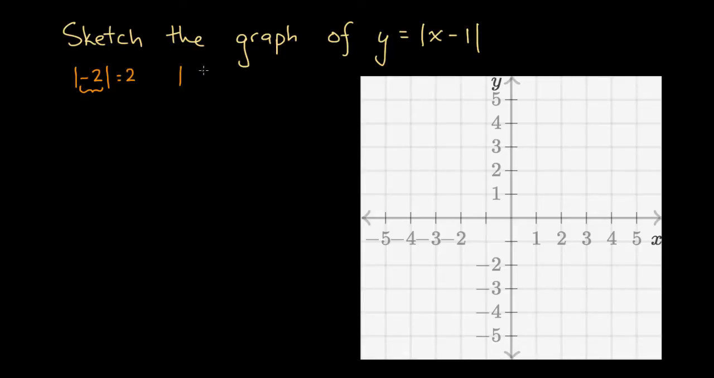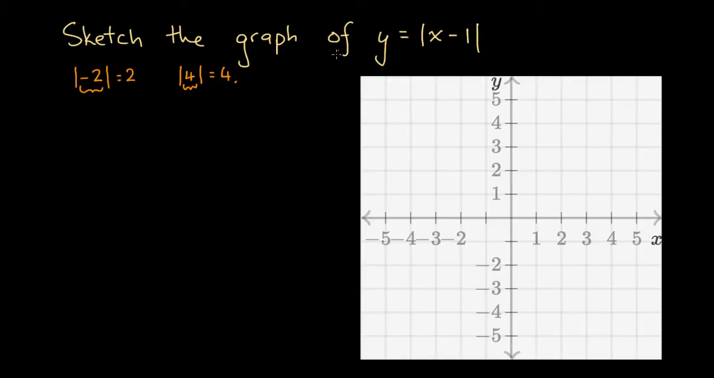Let's consider one more, the absolute value of 4. The absolute value of 4 is asking for the magnitude of the number in between these absolute value symbols, or the non-negative value. Well, 4 is already a non-negative number, so the magnitude of 4 is simply 4. That's what we mean by absolute value.